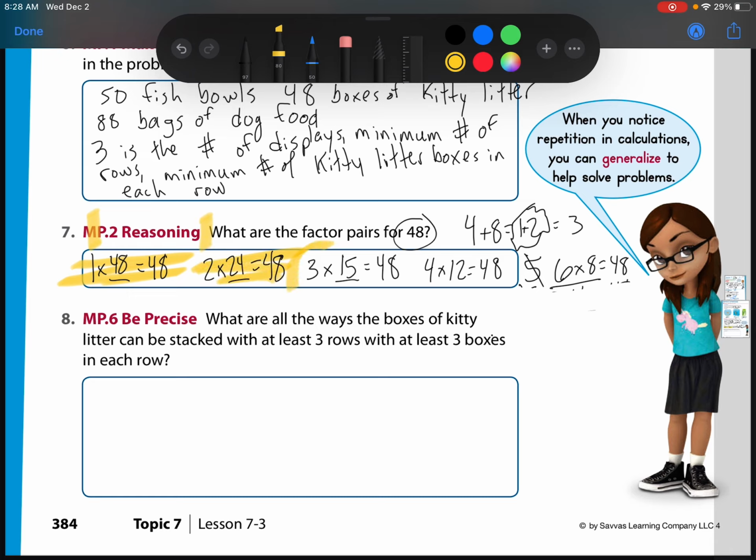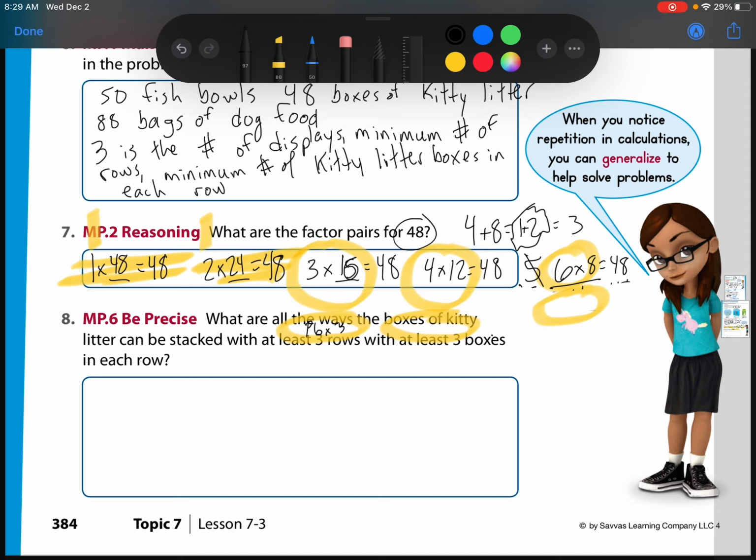Here we have a good one. 3 rows, more than 3 rows, another one. And remember, we can also flip them. So we could also have 8 times 16. We could flip them and have 12 by 4. And we could flip them and have 3. Oops, I put 15 instead of 16. We could have 16 and 3.